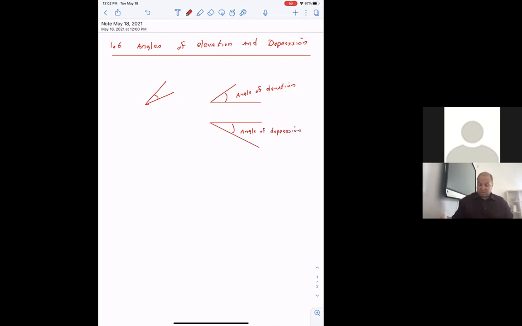So if you recall in the last section, there was the problem where the girl was looking at a tree, and she was off here and she looked at the top of the tree and she formed an angle with the horizontal. This here would be an angle of elevation, because one side is horizontal and the other side is lifted. Other than that, they're just angles.